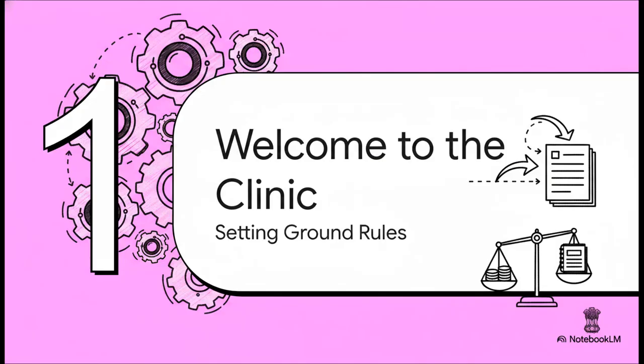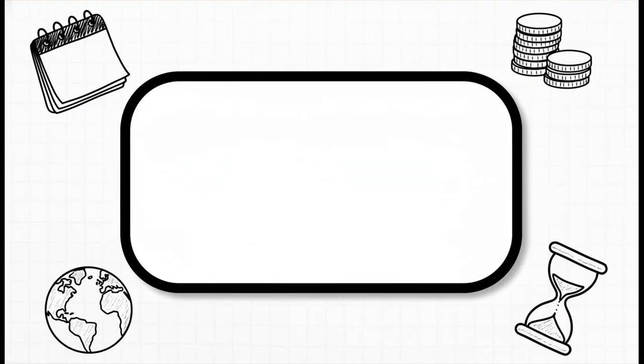Kicking things off with Section 1, Welcome to the Clinic, Setting the Ground Rules. Just to make sure we're all completely on the same page before we start looking at the numbers. The functional currency and the presentation currency for the company we're looking at today is the Indian rupee, so pretty straightforward. Any foreign currency is simply defined as any currency that is not the Indian rupee. And the reporting period? That runs from the 1st of April right through to the 31st of March.